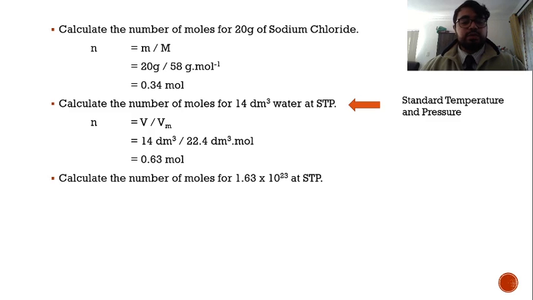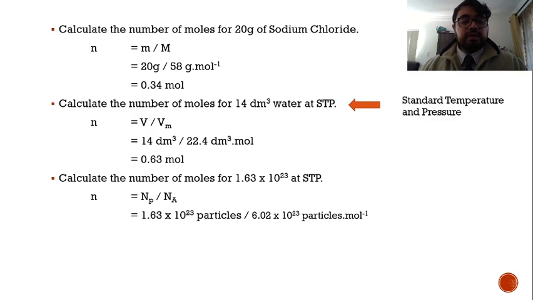And our last one is calculating the number of moles of an element using its number of particles. So number of moles equals number of particles divided by Avogadro's number, and that equals 1.63 times 10 to the 23 particles over 6.02 times 10 to the 23 particles per mole, and that gives us a total of 0.27 moles. So this is how these formulae work, but we can also use these formulae interchangeably.